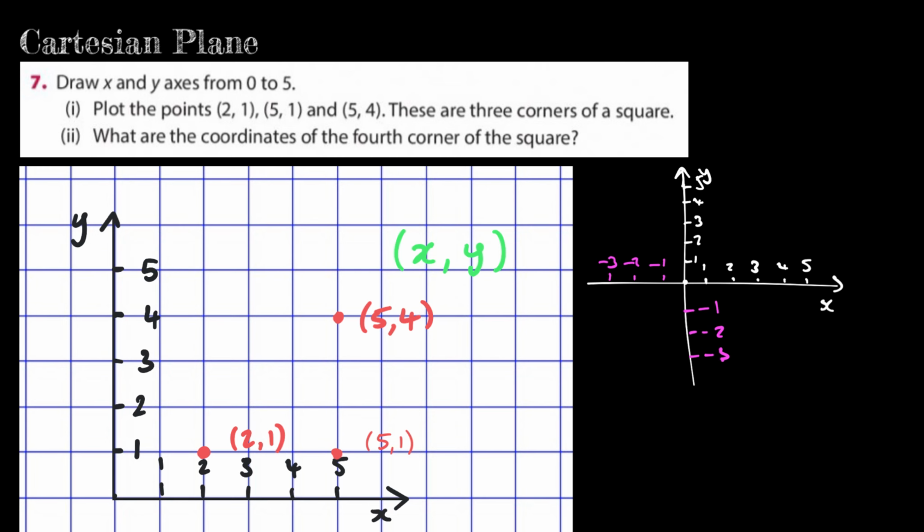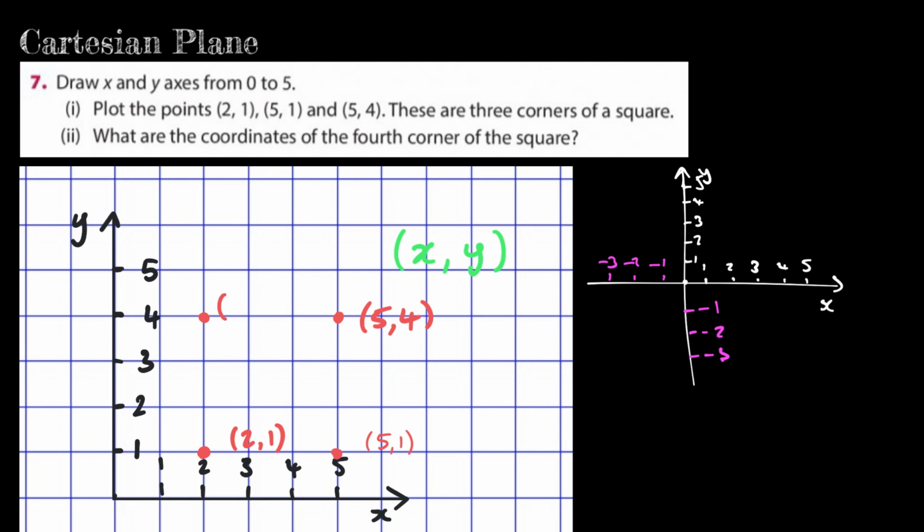What are the coordinates in the 4th corner of the square? So this is going to be a square. So if this is going to be a square, we need to look at it and see how does this square fit in. So I've got a square there. This is 3 units in length. This is 3 units in length. I expect that to come up 3 units, and I expect this to be across 3 units. So that means that my next point will have to be here. So if that's the next point, I need to fill that in. And that is there. And I need to label that.